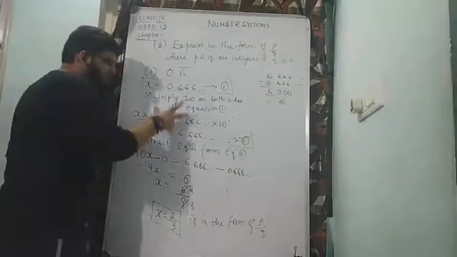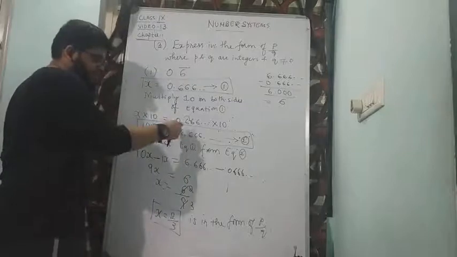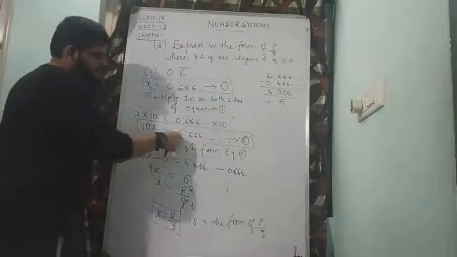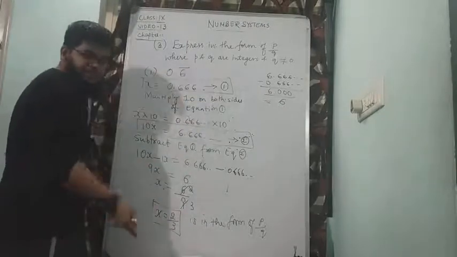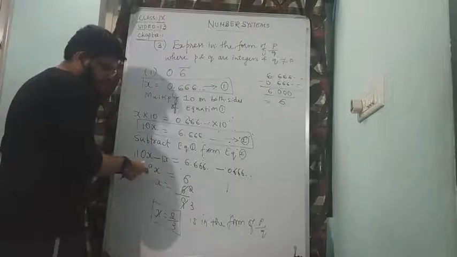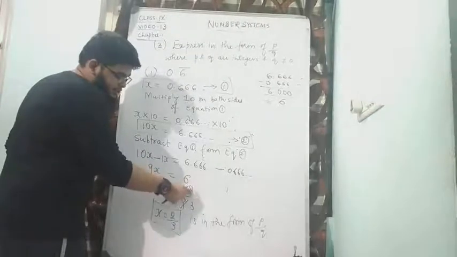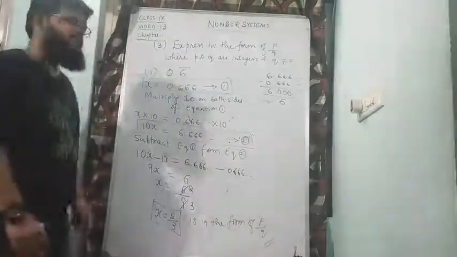So I will subtract this first equation from the second equation. When we are subtracting, left side with left side, right side with right side. So 10x minus 1x will be 9x. 6.666 minus 0.666 will be only 6. I have shown you the subtraction as well. x is equal to 6 by 9. So 3 2s are 6 and 3 3s are 9. The answer becomes 2 by 3 and that is in the form of p by q. I hope you have understood.